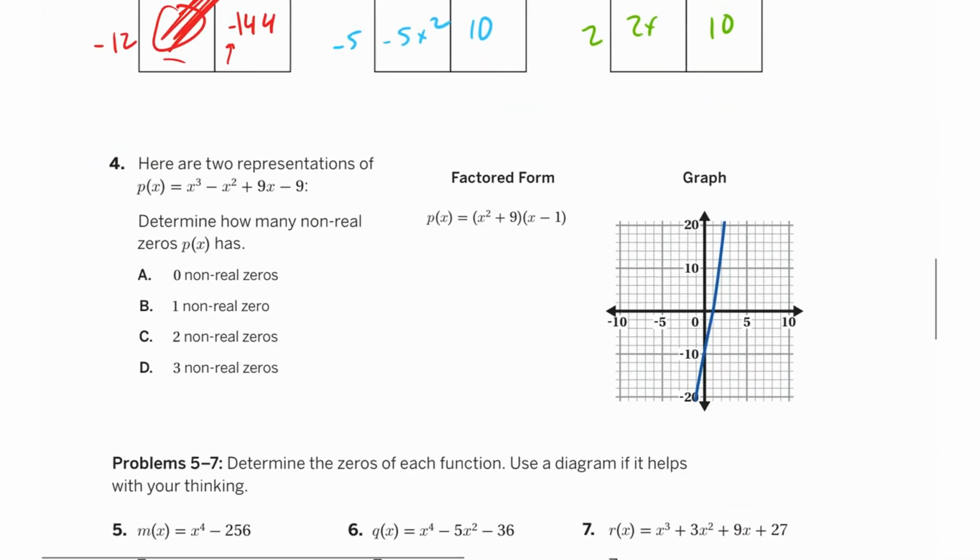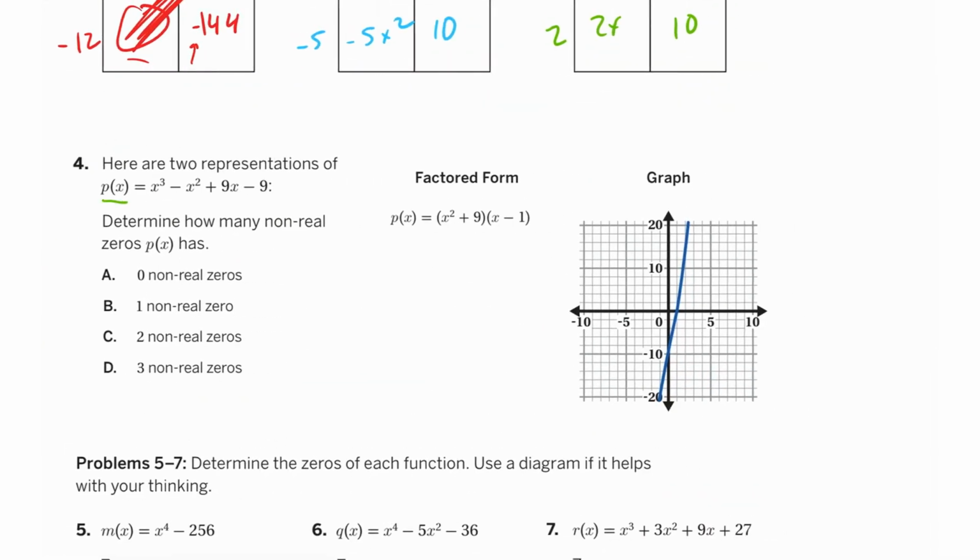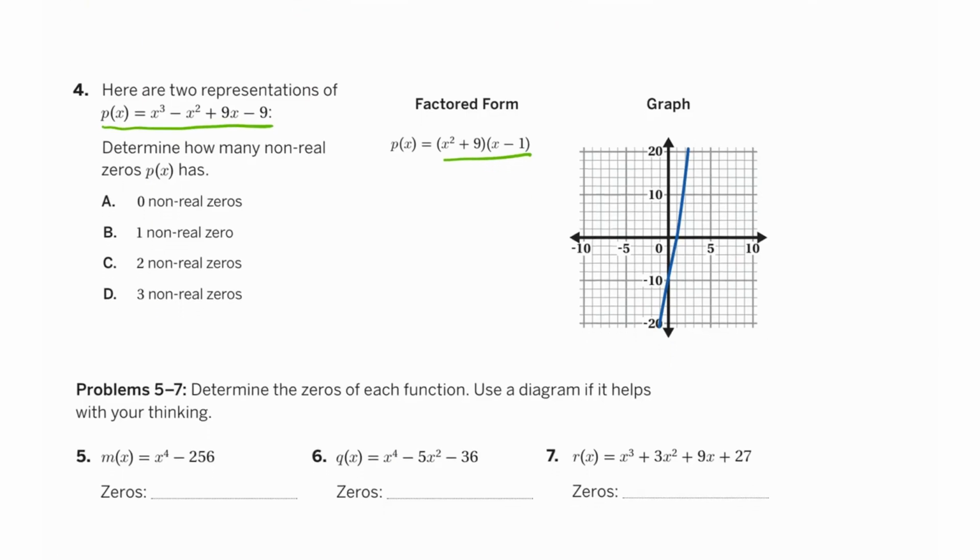All right, for number 4, we have two representations of p of x here. We have its factored form, and then we have what the graph ends up looking like. When we're looking at this one, it asks us to determine how many non-real zeros there are. Well, a couple of things about this could help us. First of all, we could just solve it if we wanted to, right?